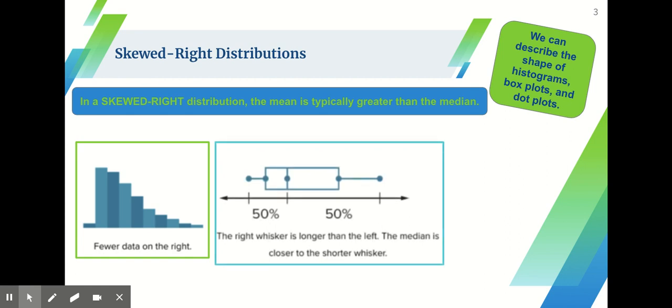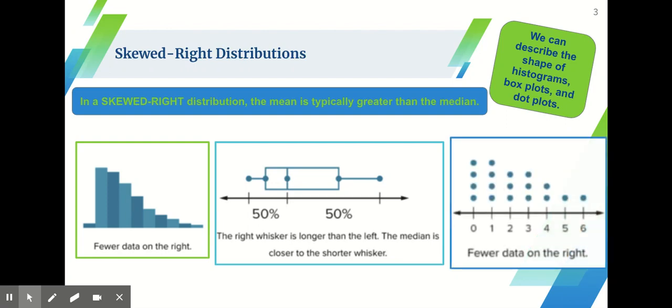The right whisker is longer than the left, and the median is closer to the shorter whisker. So this means that the mean is greater than that median. This is a skewed right distribution. The whisker on the right is longer. Here, there's fewer data on the right side than the left side in this dot plot. These are all examples of skewed right distributions.